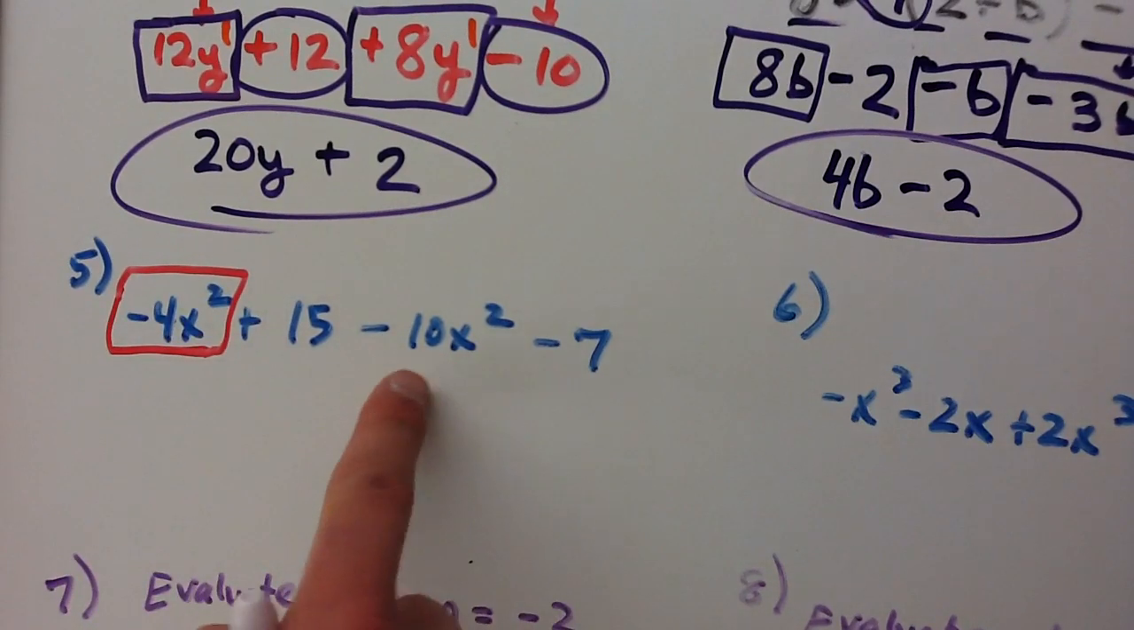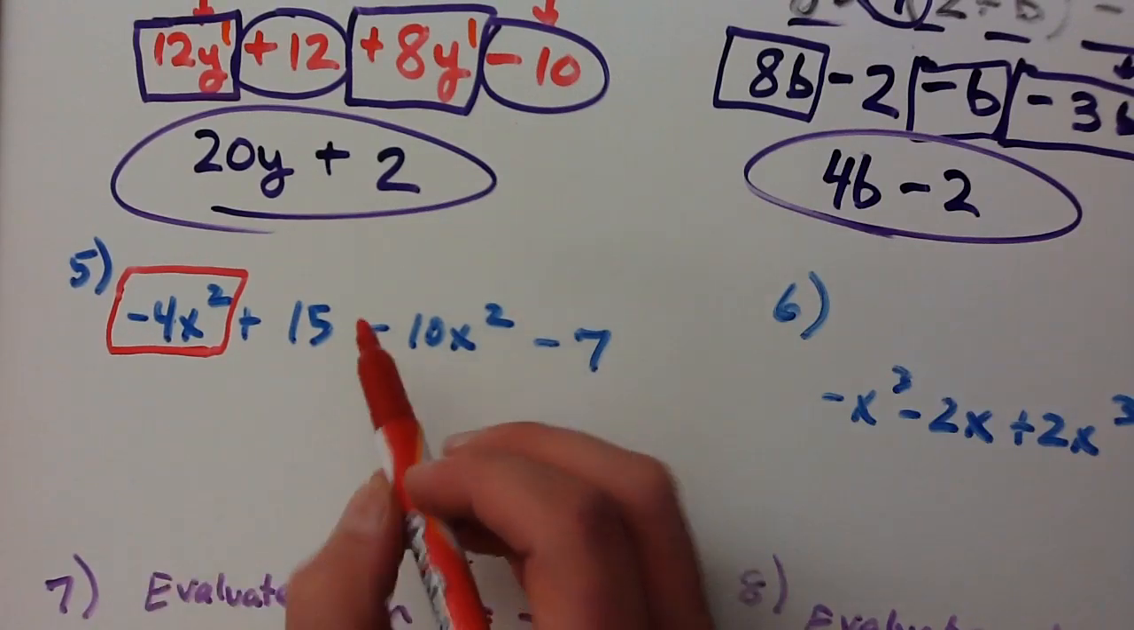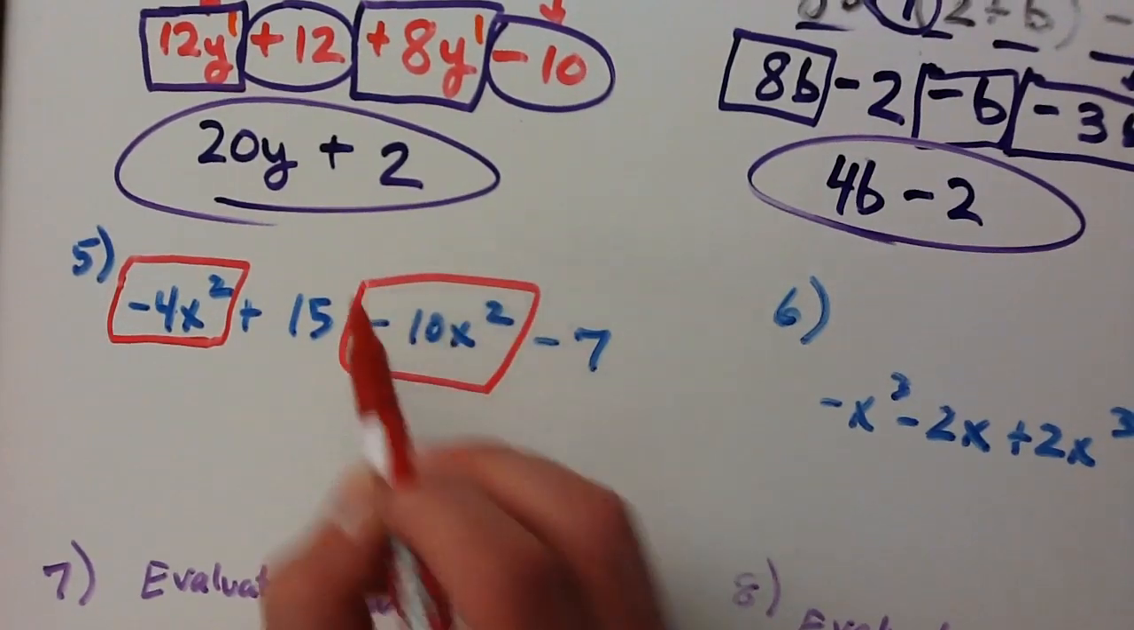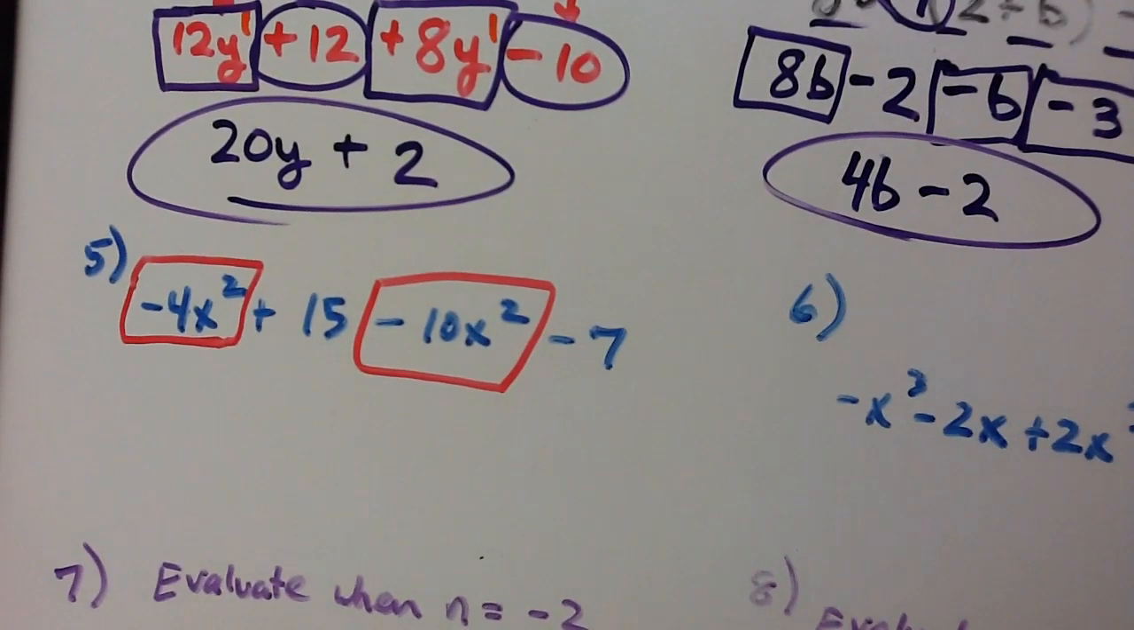Negative 4x squared. And would this be a positive or negative term? How do I know? Well, that minus sign, right? That's a negative 10x squared. So I need to combine these things. I need to add them together. Now, aren't they both negative terms? This is negative 4x squared. This is negative 10x squared.